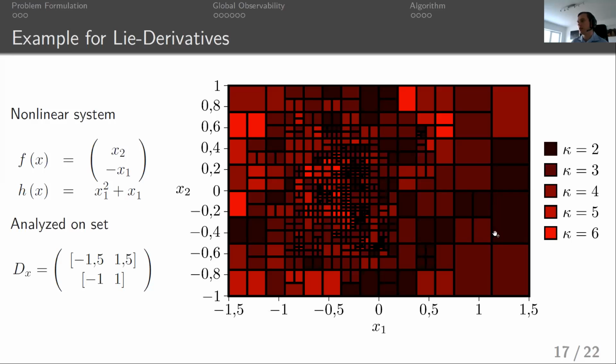We can see here on the outside that we have some intervals that are quite large and need a low amount of Lie derivatives. And here at the point -1/2 and 0, this was the point that was troublesome for proving the observability analytically. We see that the algorithm needs to bisect the intervals further and calculate more Lie derivatives.